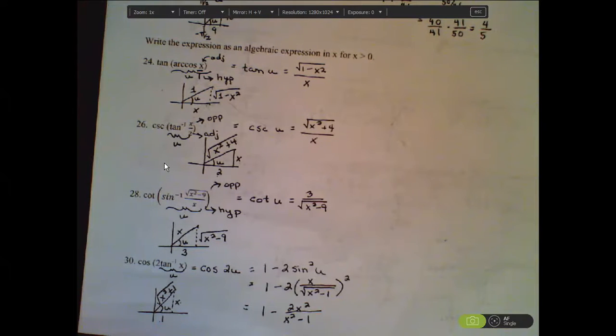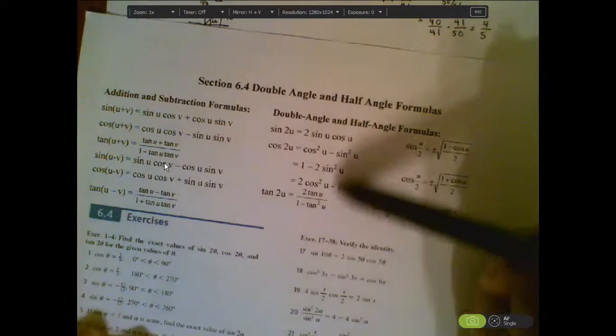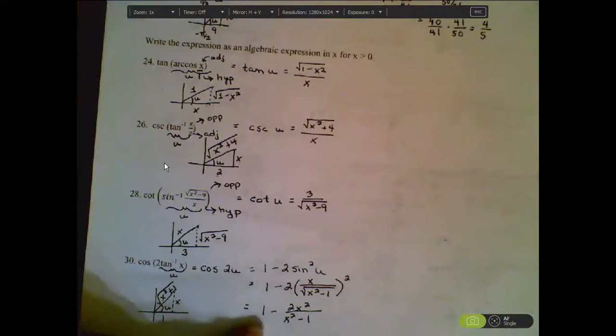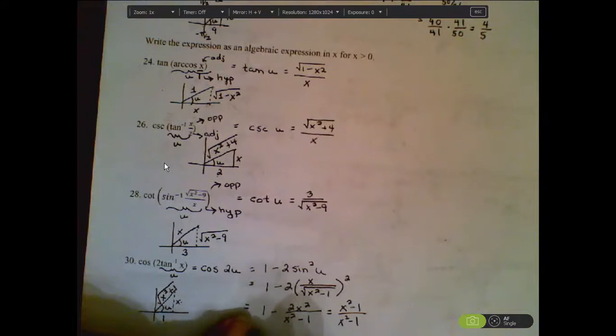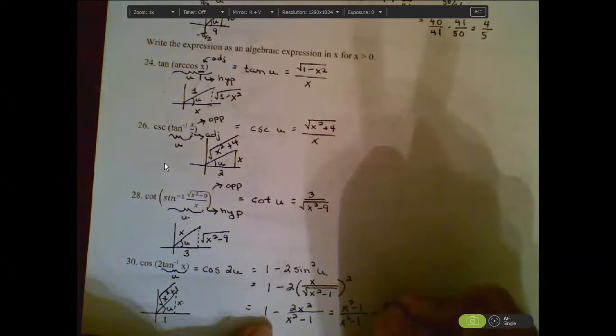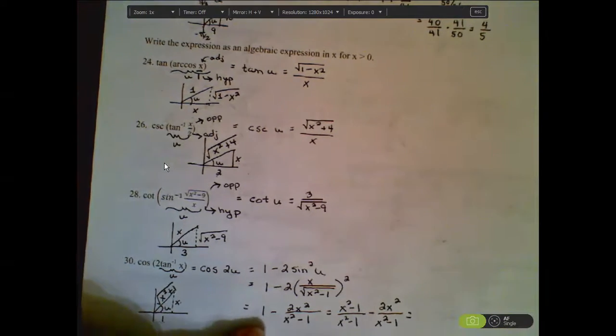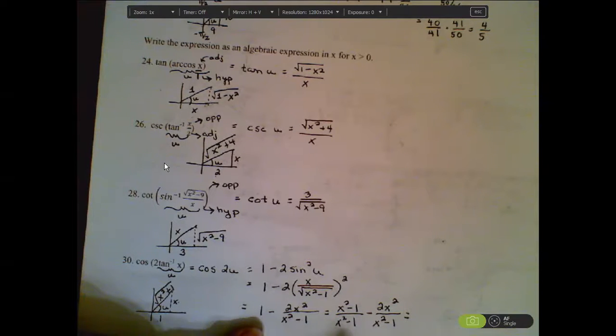That would be fine. If you used one of the other two double angle formulas for cosine, you might get an answer that looks different than this. But I bet if you wrote that 1 as x squared minus 1 over x squared minus 1 to get a common denominator, and then subtracted the second fraction from it, you would get the same answer that you would get if you used a different double angle formula.